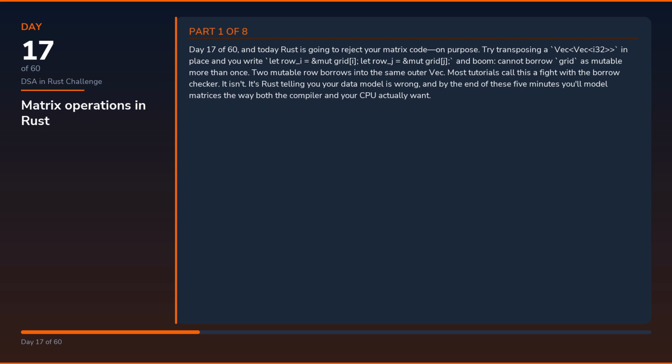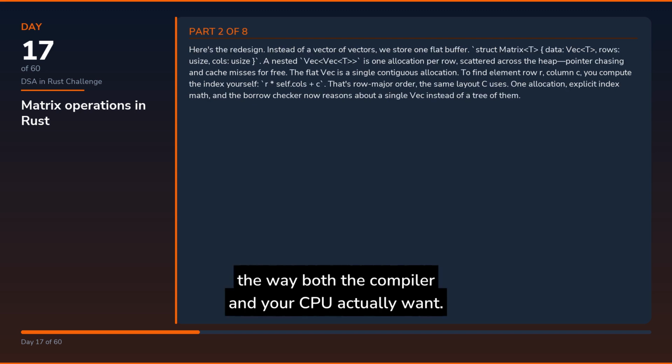Most tutorials call this a fight with the borrow checker. It isn't. It's Rust telling you your data model is wrong. And by the end of these 5 minutes, you'll model matrices the way both the compiler and your CPU actually want. Here's the redesign. Instead of a vector of vectors, we store one flat buffer.